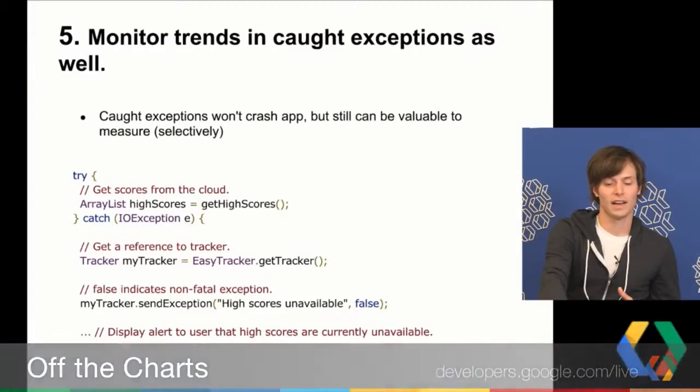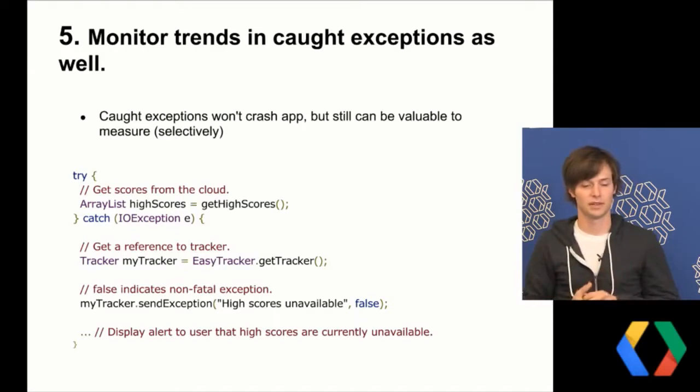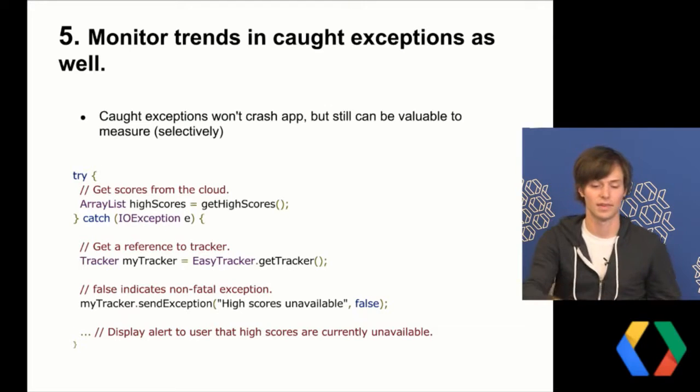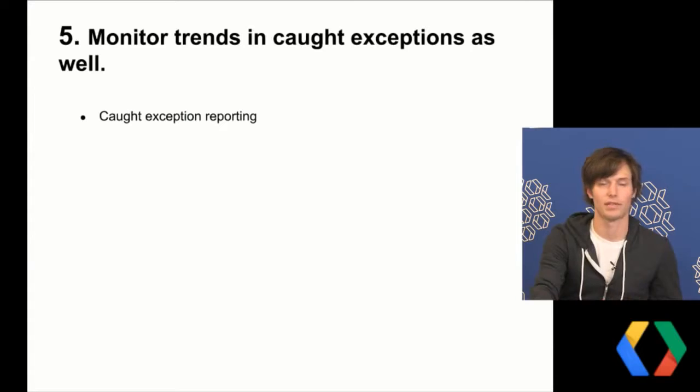And in my catch block, I've added just 2 lines here. You could actually shorten it down to 1. Basically, I get a reference to my tracker, and in this example, I'm using Easy Tracker. Then from that tracker, I'm going to send an exception that basically says, OK, I tried to get the high scores, something went wrong, so I'm going to send this exception to GA. I've just included a simple message like "high scores are unavailable" and a false Boolean value indicating that this wasn't fatal. And then you go on from there with whatever code you need.